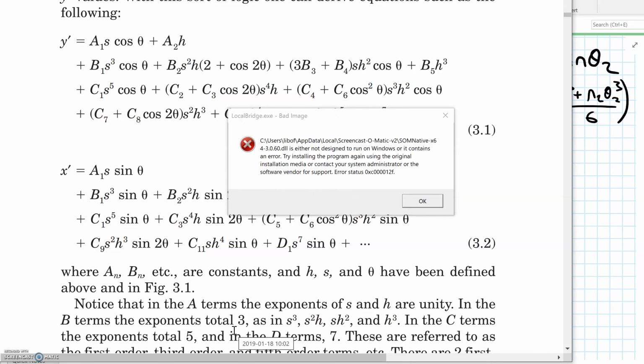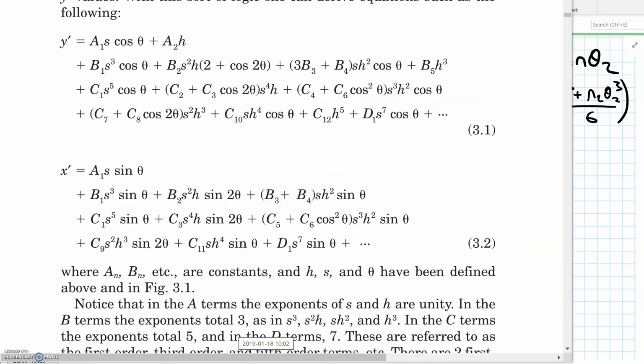Oh, excellent. Bad image. Okay. Teaches me to upgrade Windows before doing the lecture. So let's get back to it.